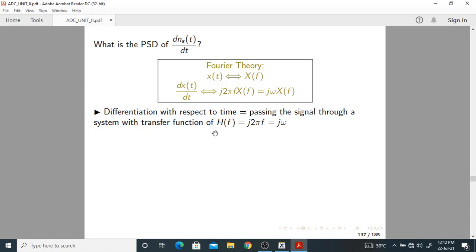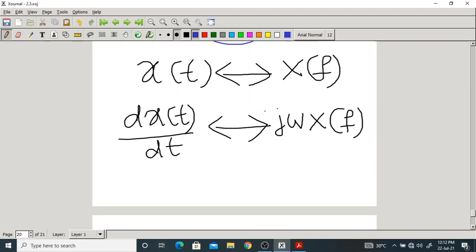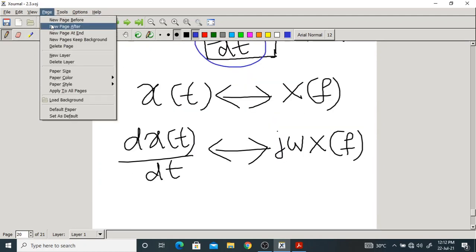What the differentiator with respect to time is nothing but passing the signal through a system with transfer function j omega. Are you getting what I am saying? So the transfer function of this system would be j omega. H of f is j omega. Okay, it is as simple as that.